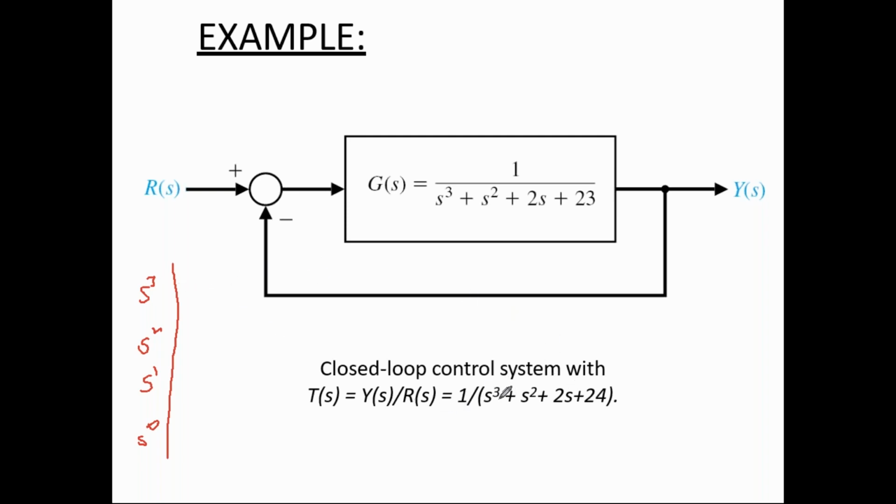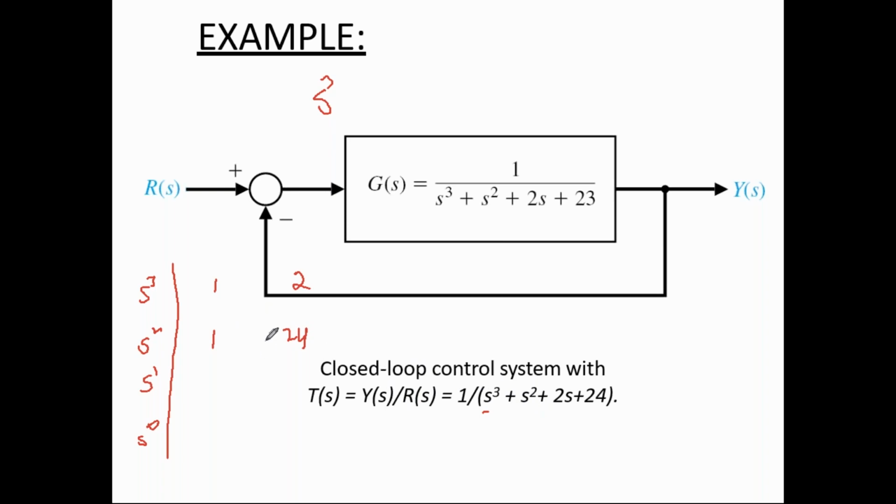For the first row you have to take the odd coefficients. What are the odd coefficients in this equation? In s cubed, 1 and 2. So we have to write 1 and 2. Next, the second row, you have to formulate with the even coefficients, that is 1 and 24. So the first two rows you have to formulate based on the characteristic equation.